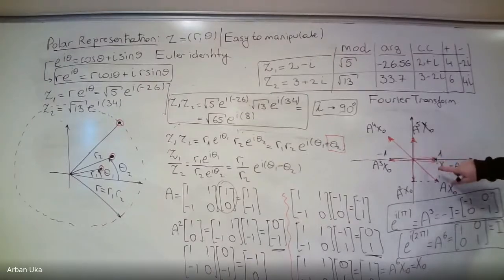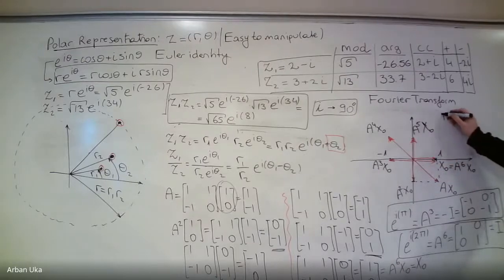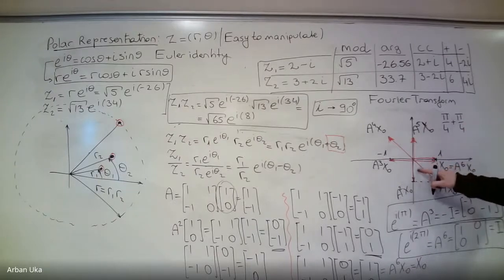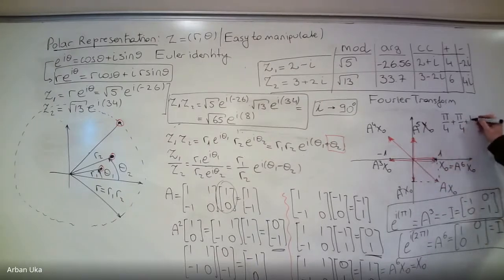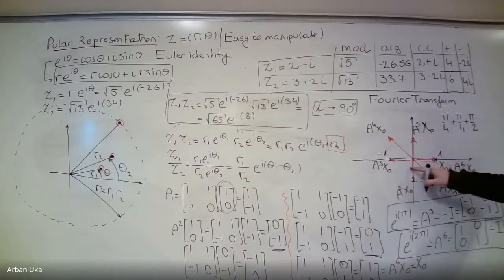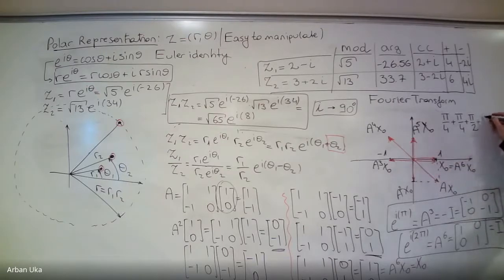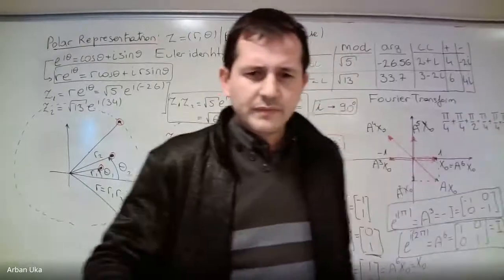So you started with x0, which is this vector. You rotated it by an angle of pi over 4. And then what was the next angle? So pi over 4, then plus pi over 2, then pi over 4 again, plus another pi over 4, plus pi over 2. So what is this whole thing? This is equal to 2 pi.